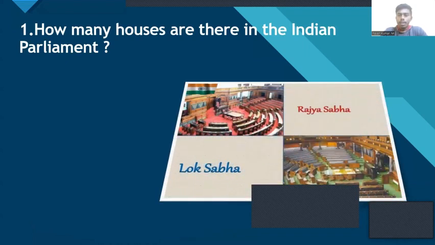See, here is the Lok Sabha and the Rajya Sabha meeting hall. And the options are option A 1, option B 2, option C 3, and option D is 4. So the answer will be option B, 2.